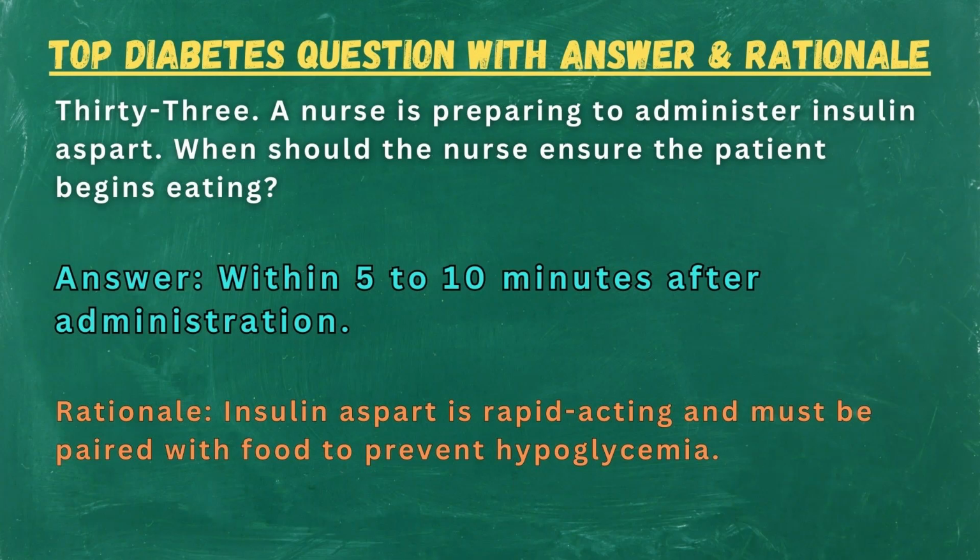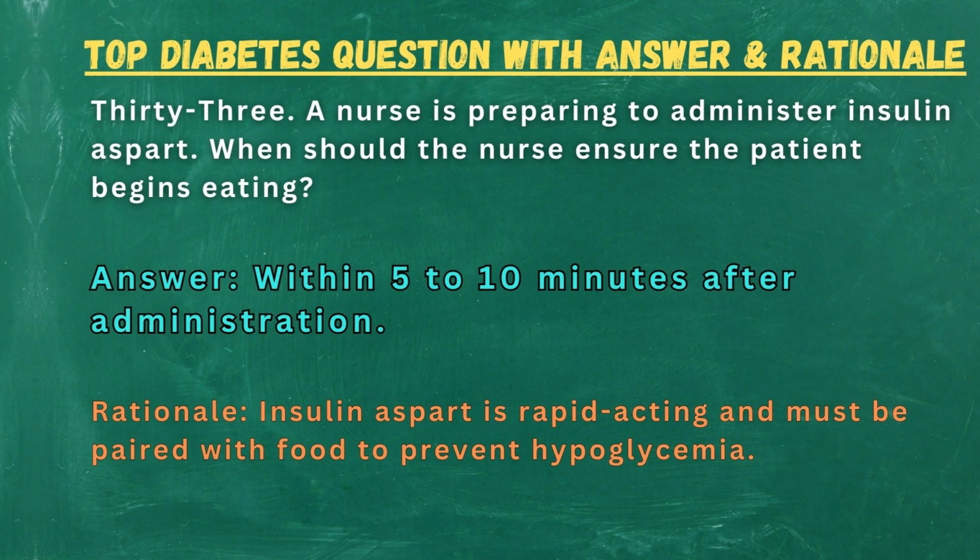33. A nurse is preparing to administer insulin aspart. When should the nurse ensure the patient begins eating? Answer: within 5 to 10 minutes after administration. Rationale: insulin aspart is rapid acting and must be paired with food to prevent hypoglycemia.